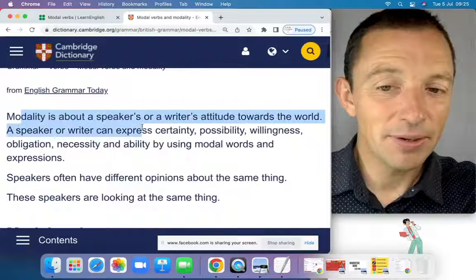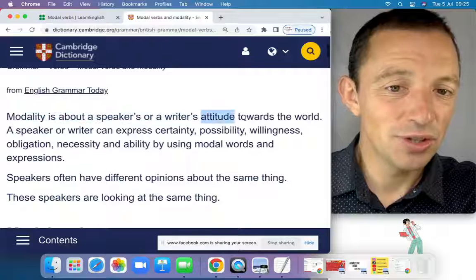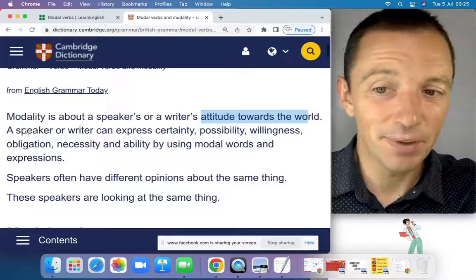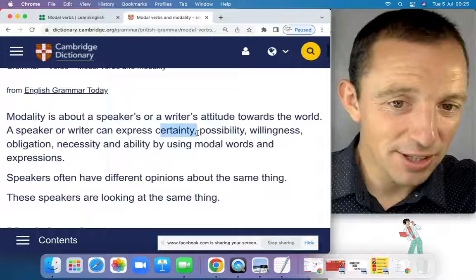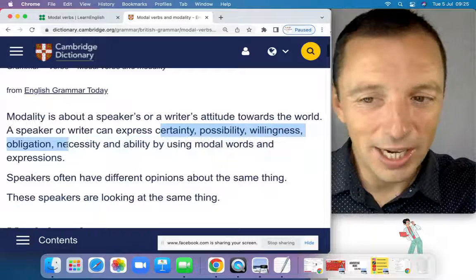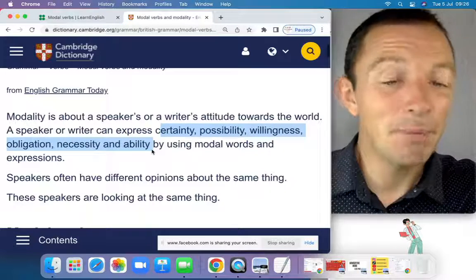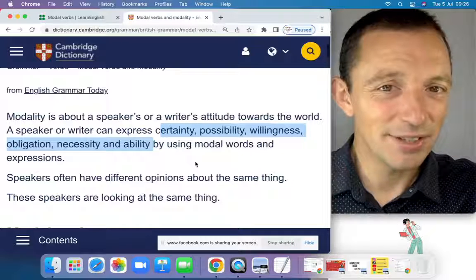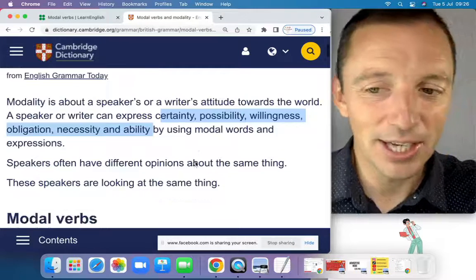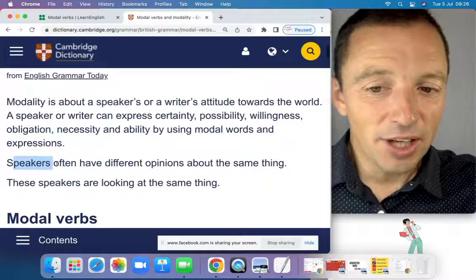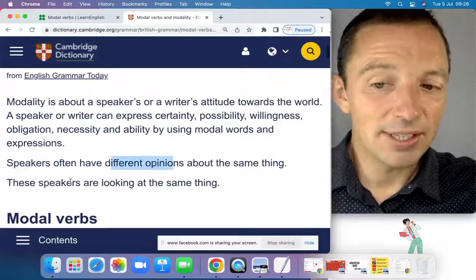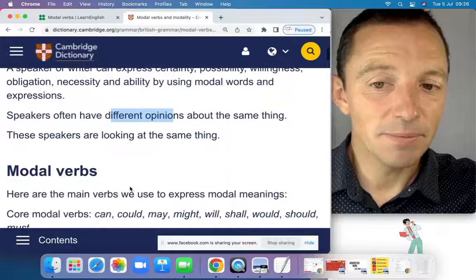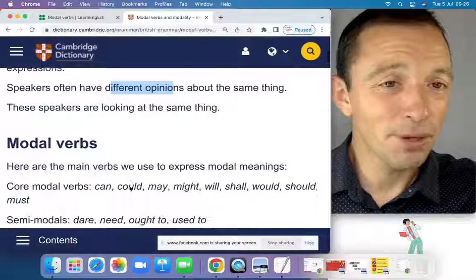modality is about a speaker's or writer's attitude towards the world. Okay, so a speaker or writer can express certainty, possibility, willingness, obligation, necessity, and ability by using modal words and expressions. So again, it's the same explanation. Speakers often have different opinions about the same thing, and it's your perspective. So modal verbs are perspectives.